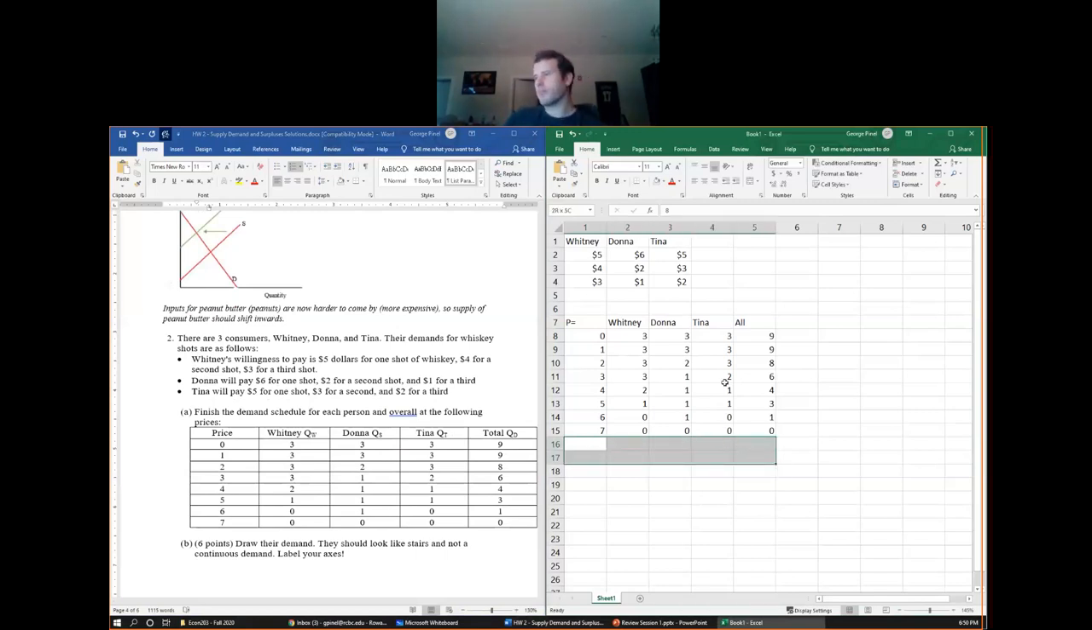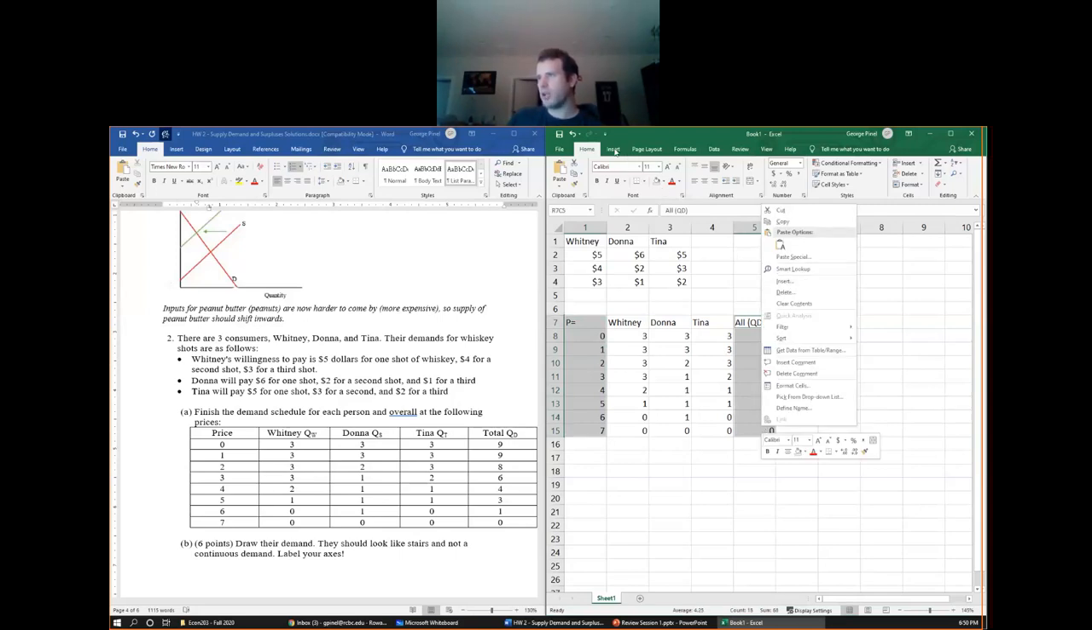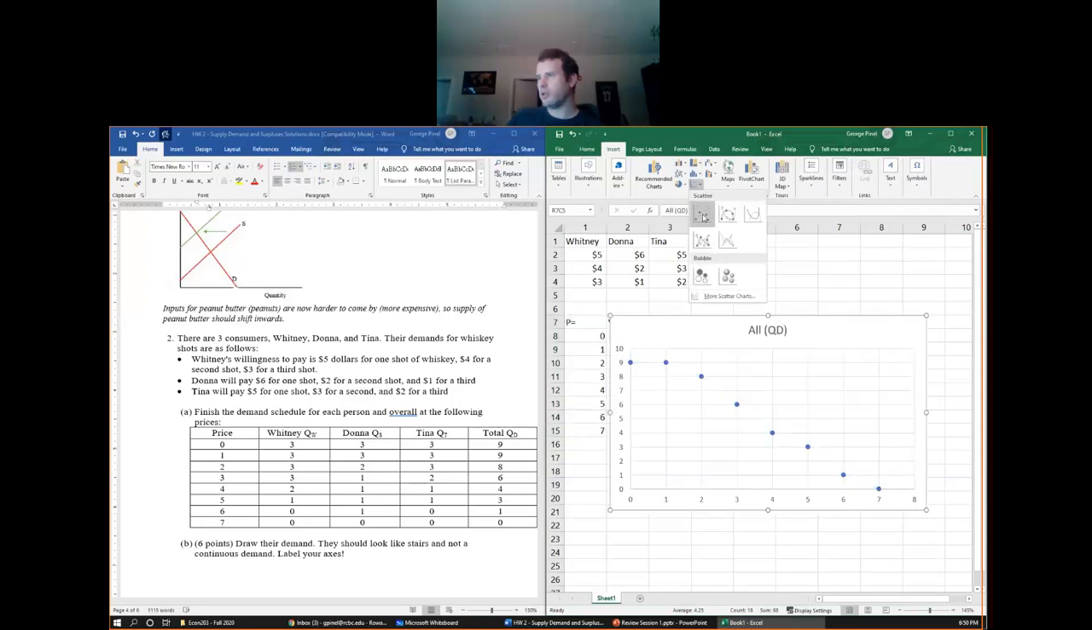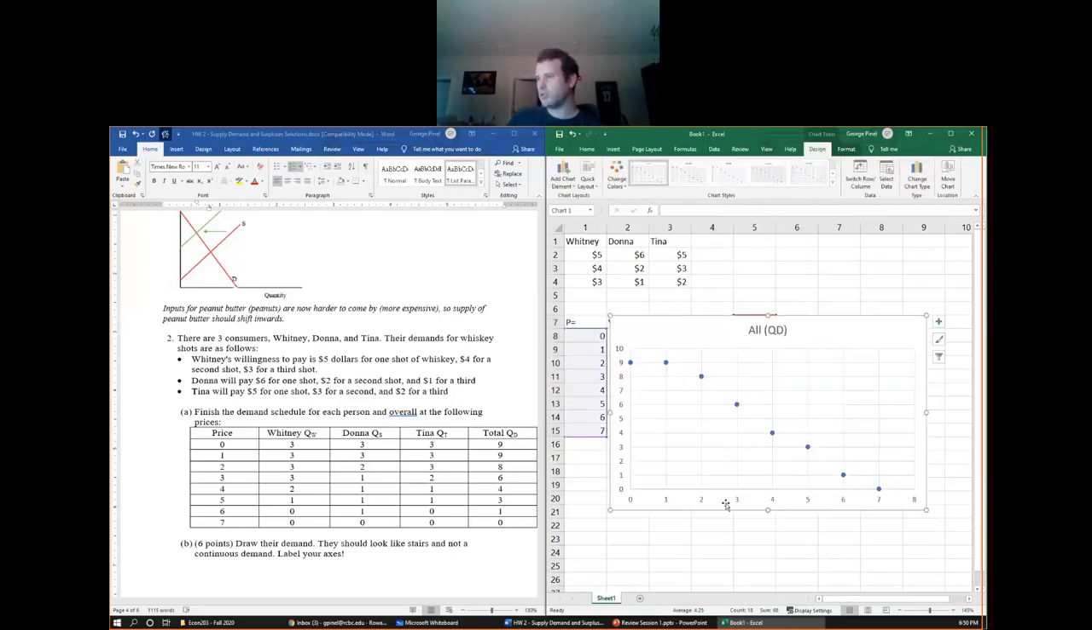Okay. So given the price, we have each individual's quantity demanded, and we have the total quantity demanded. So I'm just going to call this QD. Oh, caps lock. QD. Okay. And then if we wanted to, we could graph these two, and then we'd have our little demand equation.